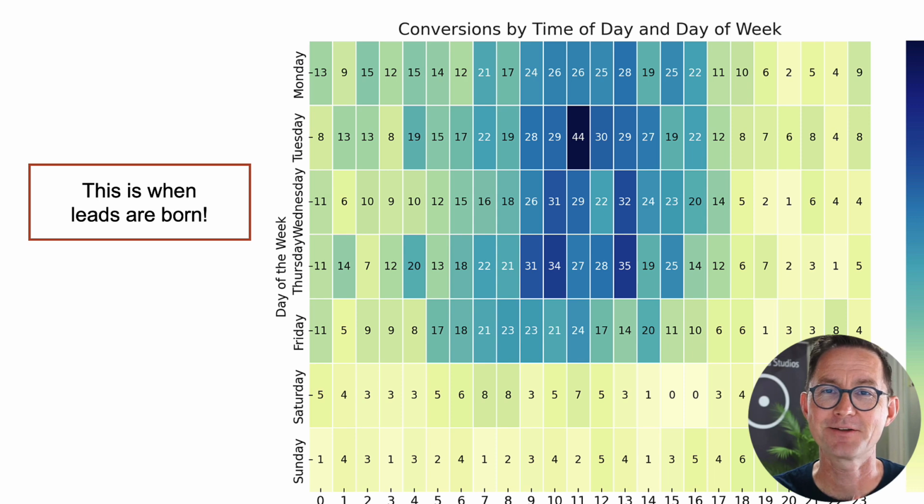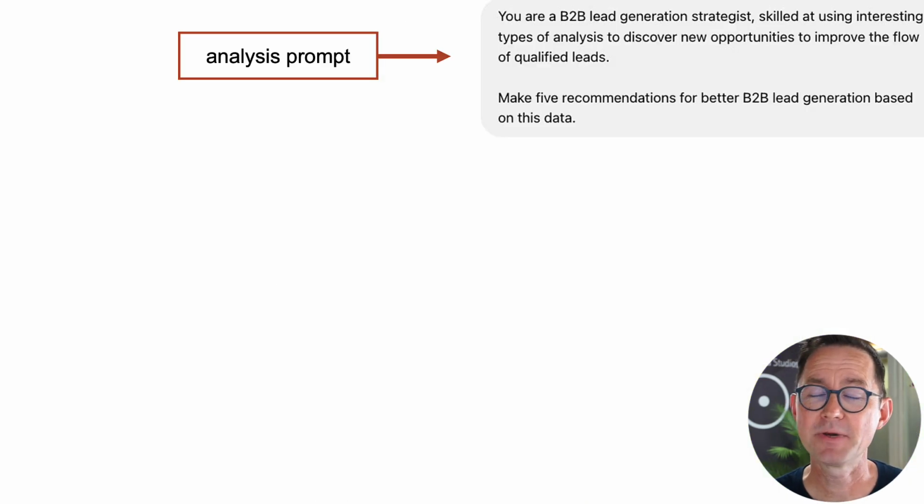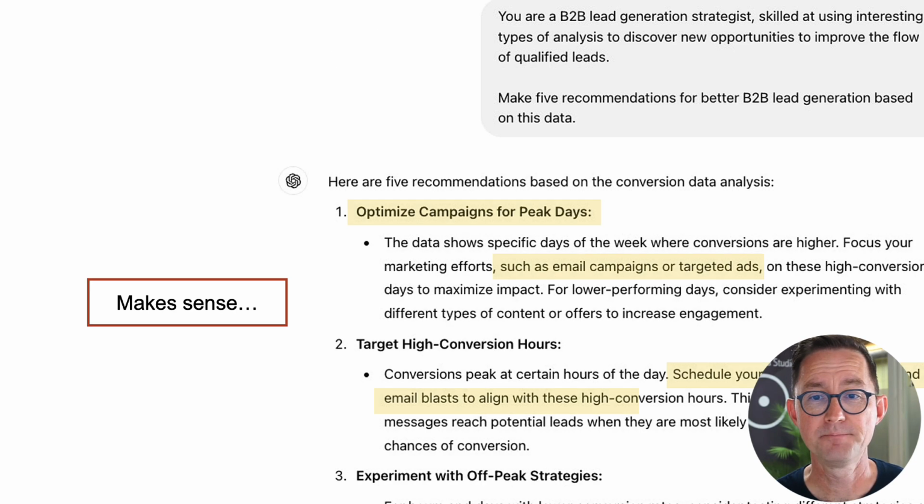You can see this for your own site. It only takes minutes. For me, here, my site, it's mostly middle of the week. It's mostly middle of the day. All kind of interesting. The analysis may be obvious, but AI can also help with that. You're a lead gen strategist, make 5 recommendations for better lead gen based on this data.